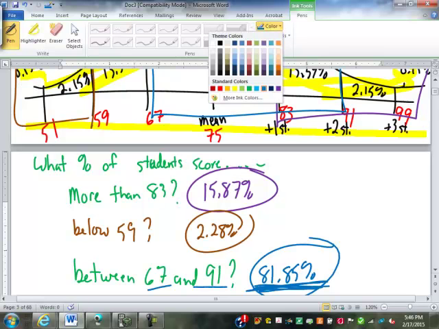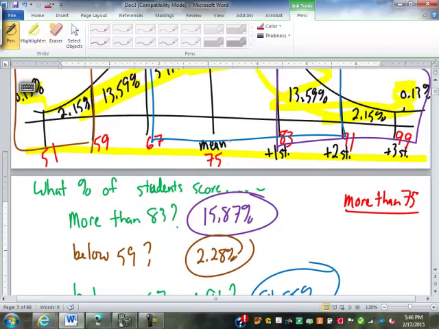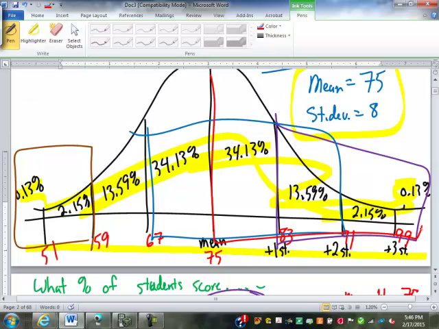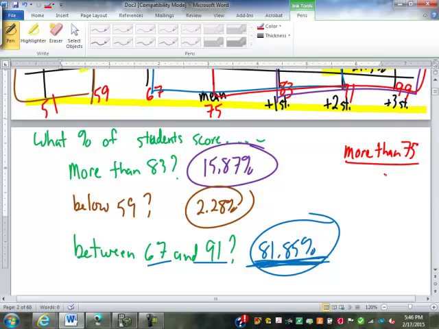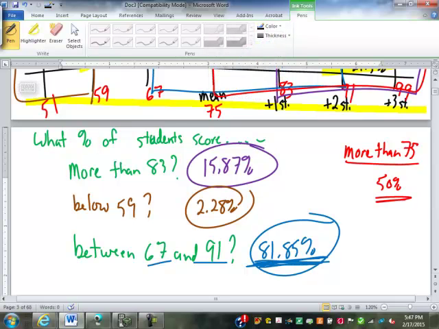Or more importantly, let's say that 75 is the bottom of the C minuses. So more than 75 to get a passing grade. Well, we look up here, here's 75. If we add up those percents on the higher side of 75, they add up to 50%. So that's telling us only 50% of the students are going to pass that test. Don't worry, those aren't the real numbers for my Unit 2 test, by the way.